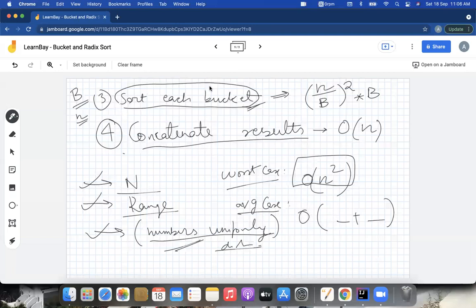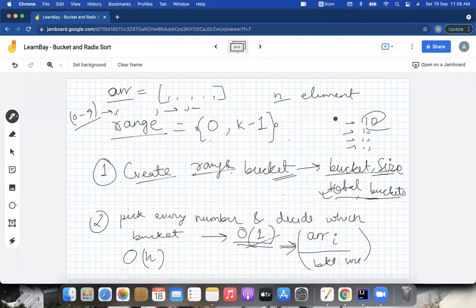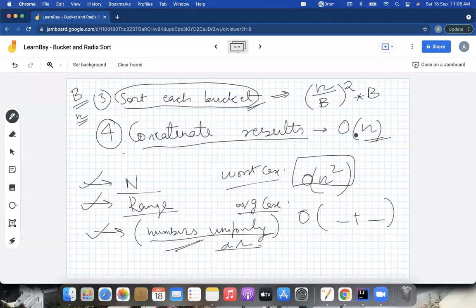So what's the time complexity? This takes no time, order 1, then order n square by b square times b, and then n. So we can say that the time complexity is n plus n square upon b, b being the total number of buckets.